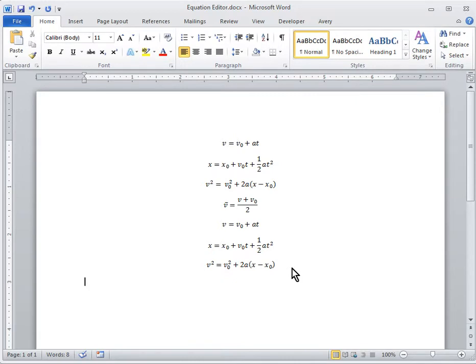Before I move on to the next idea, I want to talk a little bit about these equations. Notice that x as a function of time is quadratic in time, so it's t squared, t, and so on. So that means that if you were to solve this equation for t, for given values of x, x0, v0, and a, there would be two solutions.